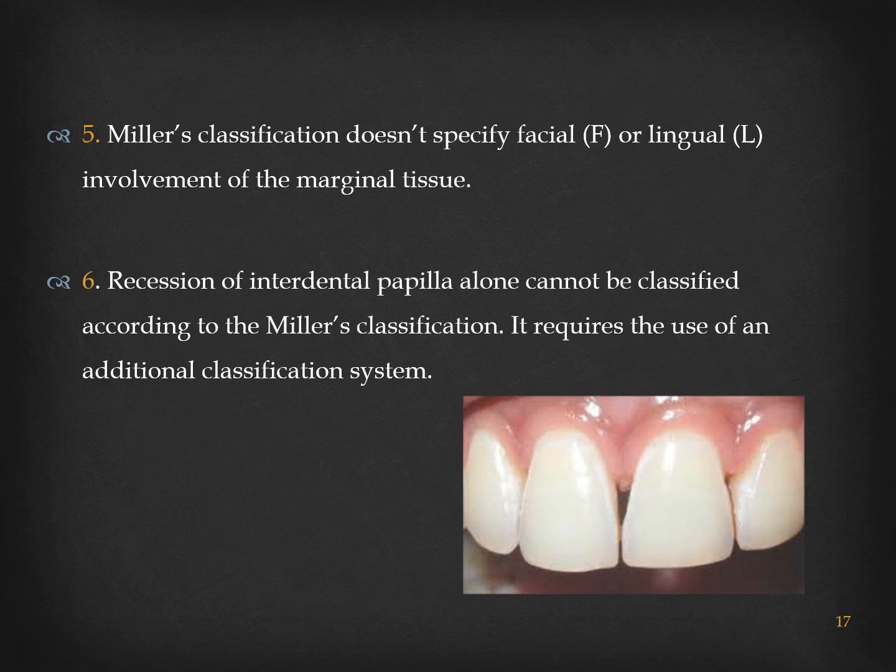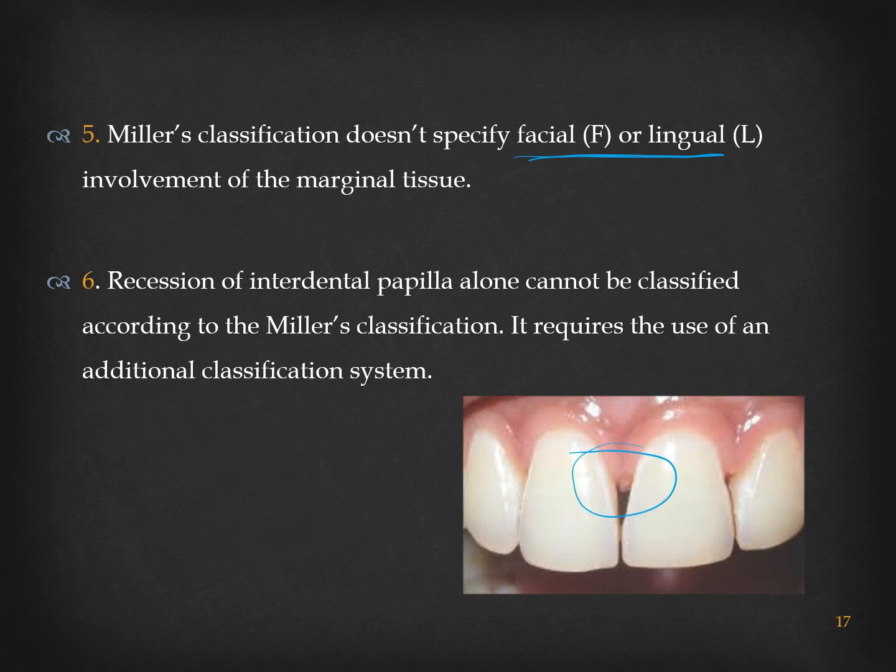Next we come on to the fifth limitation. Miller's classification doesn't specify facial or lingual involvement of marginal tissue. So they haven't given us the aspect where this classification should be applied. They have just given us the gingival recession margin extending to mucogingival junction or beyond it. So these are the landmarks, but on which aspect this classification can be used, it is not specified.